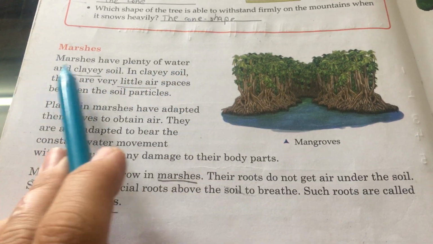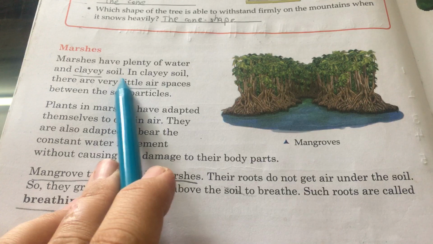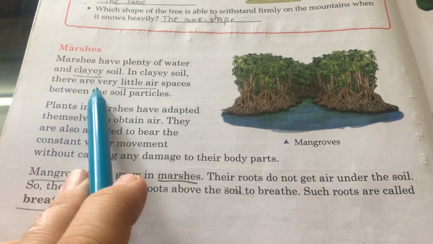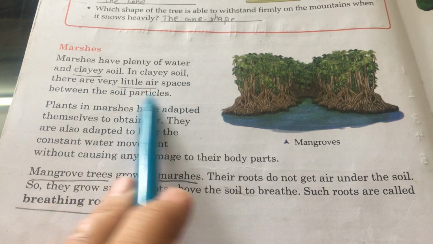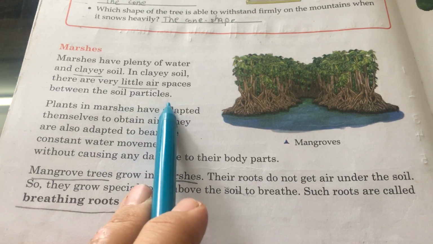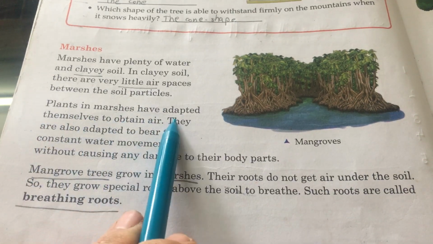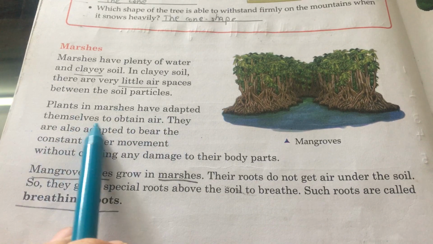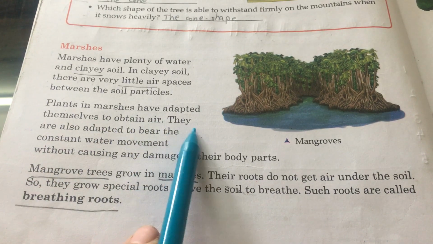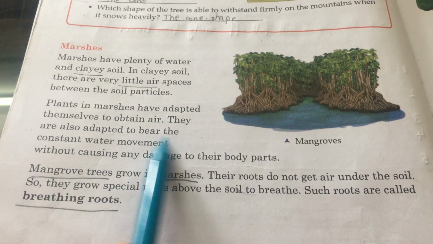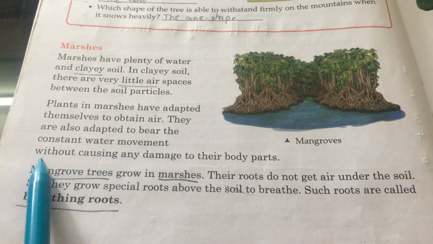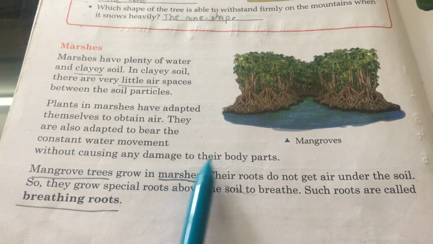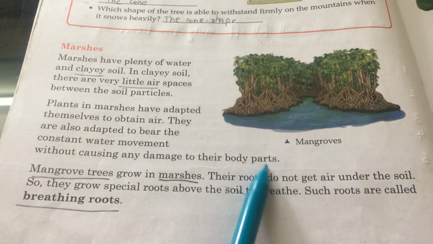Now marshes. Marshes have plenty of water and clayey soil. In clayey soil, there are very little air spaces between the soil particles. Plants in marshes have adapted themselves to obtain air. They are also adapted to bear the constant water movement without causing any damage to their body parts.